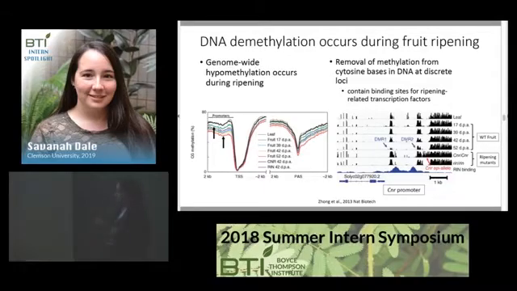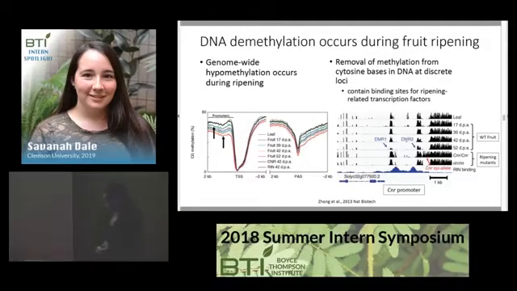And we also know that this demethylation occurs at discrete loci, and these loci tend to contain ripening-related transcription factors, binding sites for these ripening-related transcription factors. So here this shows one such place, the CNR promoter. As these peaks grow smaller, that represents demethylation in this DMR region. And we also can show that CNR and RIN mutants don't exhibit the same loss of methylation in these regions because they are not affected by DNA demethylation.